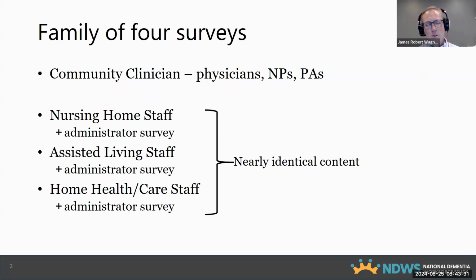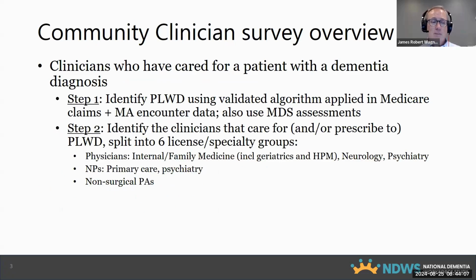And we're grouping the other three surveys together because they have very similar designs that are also different from the community clinician survey. That is, they're two-stage surveys. In the first stage, we sample organizations like a nursing home, assisted living community, or a home care agency. And in the second stage, we sample staff from those organizations. And the survey content is nearly identical across those surveys, both the staff and administrator surveys. And we'll take a look at the sampling and design in more detail for those surveys in a moment. But let's start with the community clinician survey.